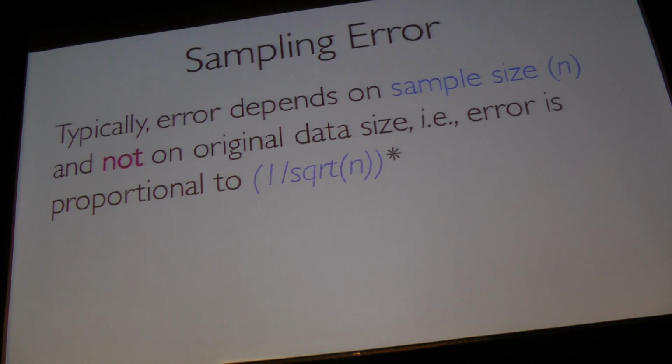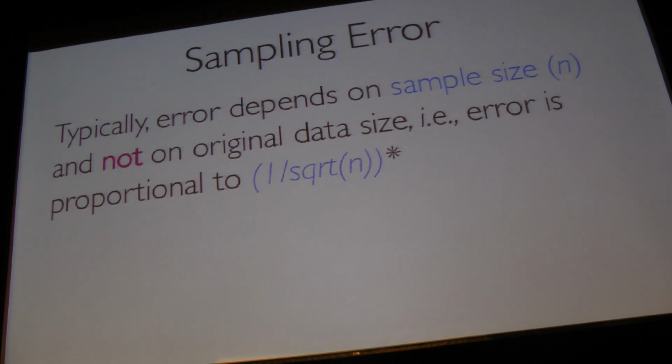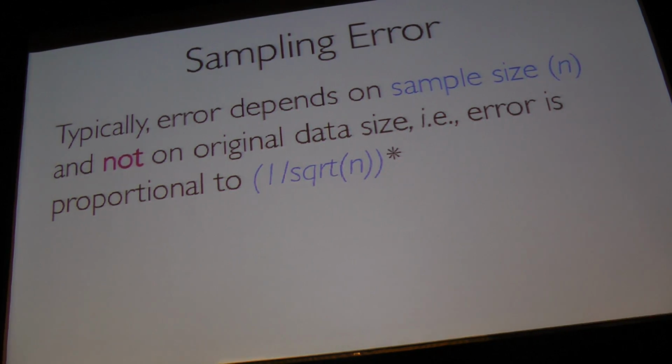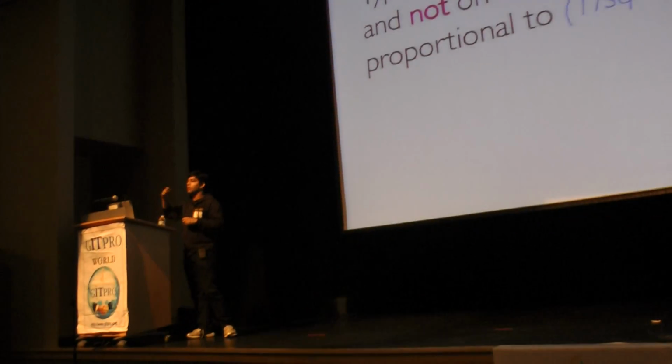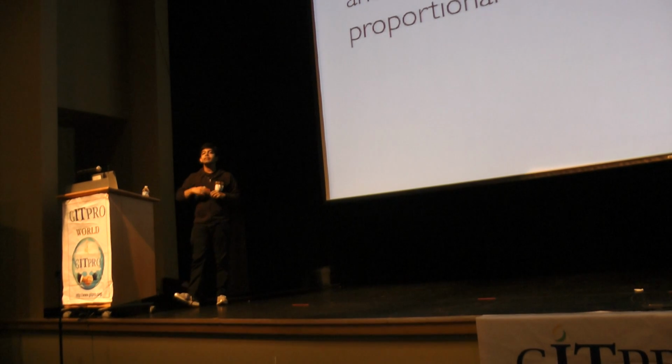So this error has an amazing property. This statistical property essentially says that typically the error that we incur on these samples of data does not depend on the whole data size. It only depends on the sample size. If you think about it, it does not matter if today I am working on a 1 terabyte data set and tomorrow I am suddenly working on a 2 terabyte data set, or maybe after 6 months I am working on 100 terabytes of data.